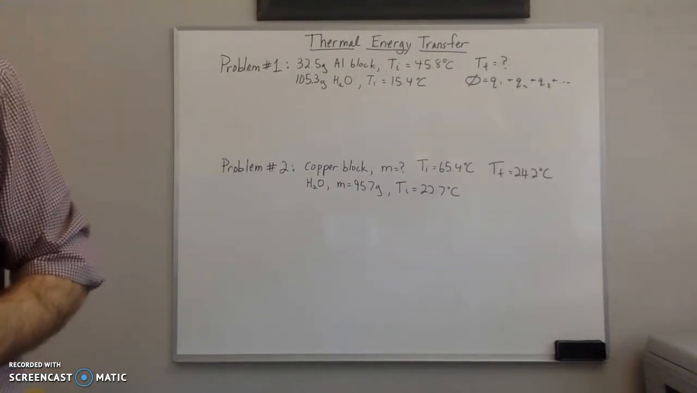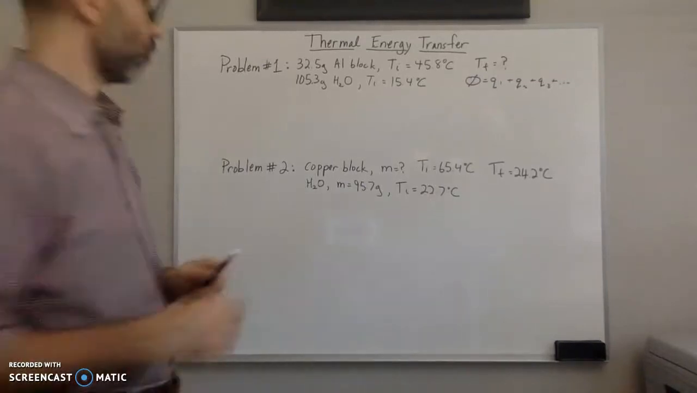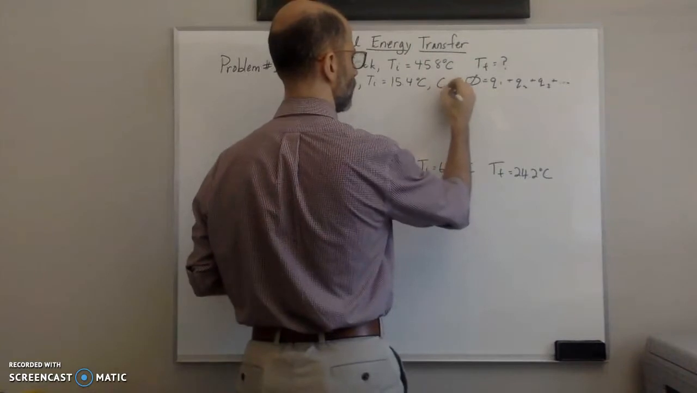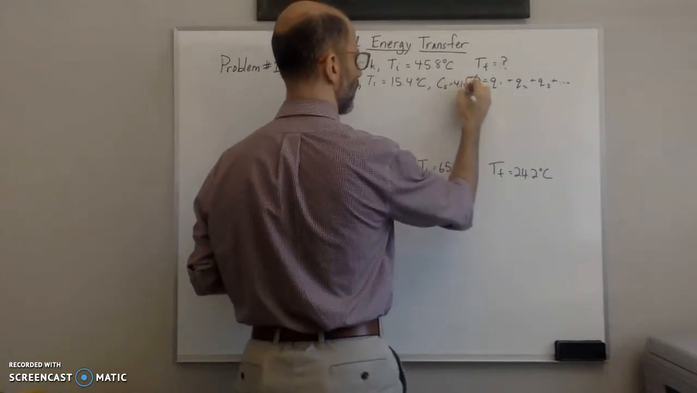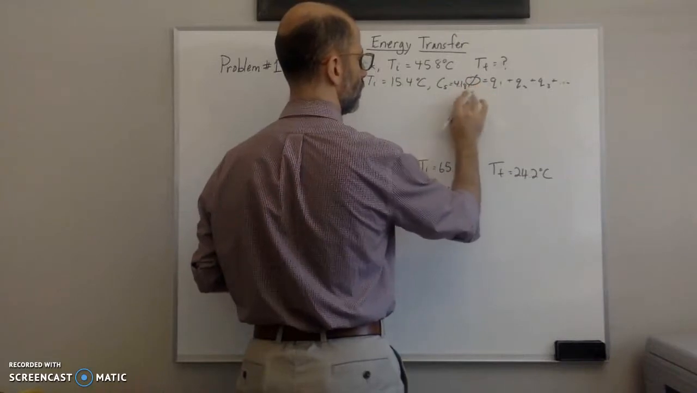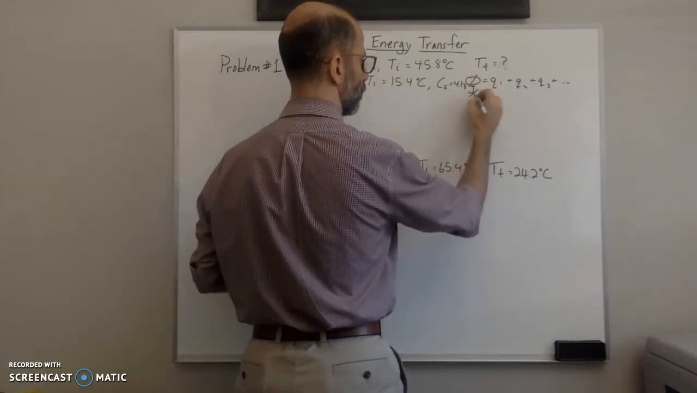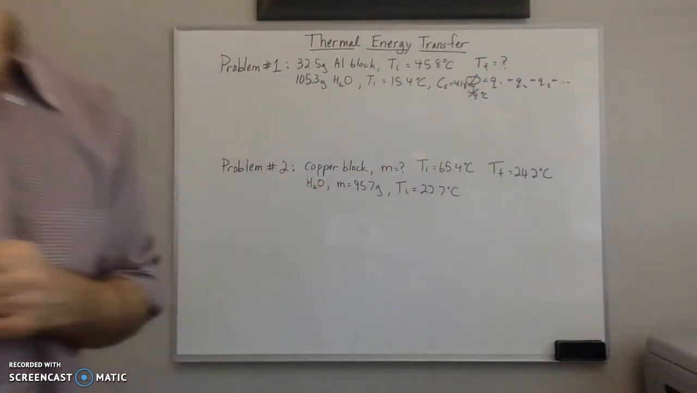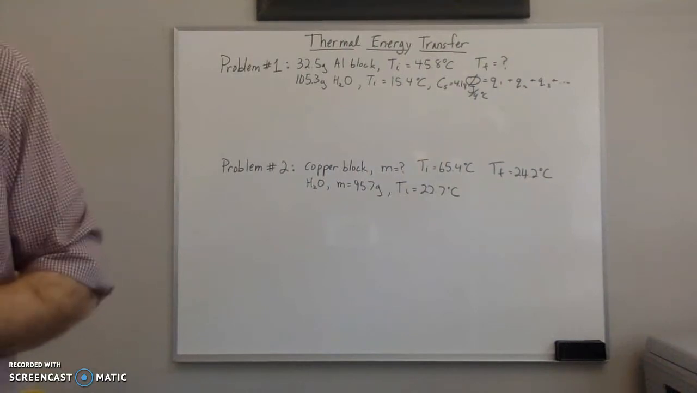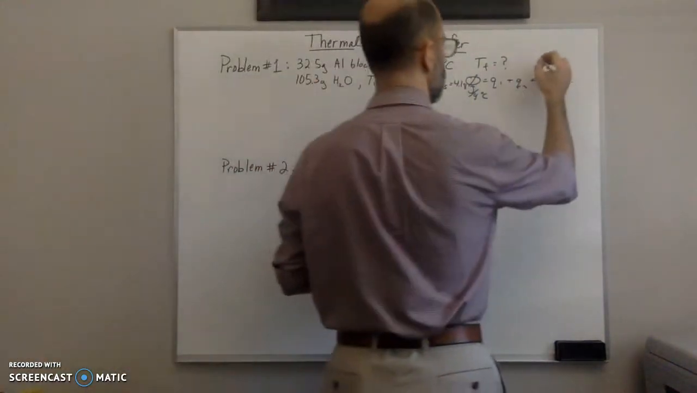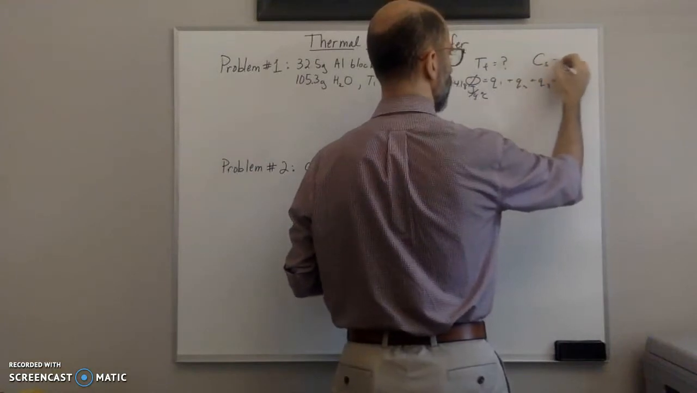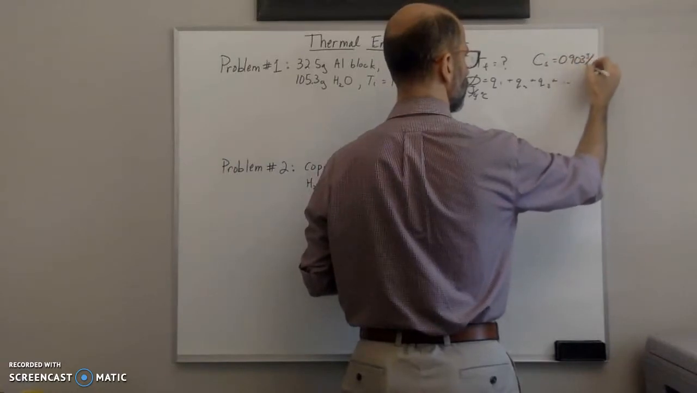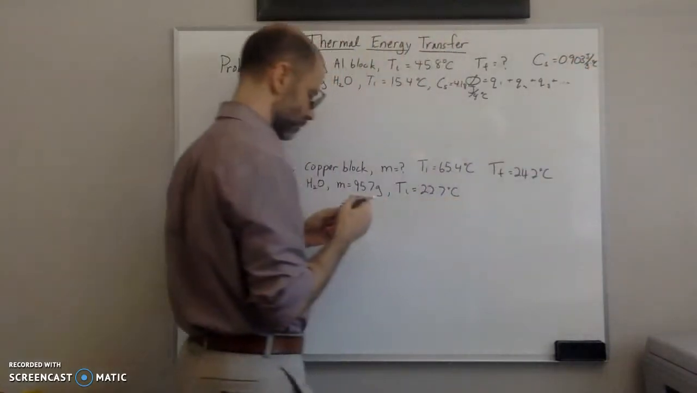So the specific heat of water is 4.18. So we'll write that here. The specific heat of water is 4.18, and again, it's going to be joules per gram per degree Celsius. And then over here for the aluminum block, aluminum is going to be 0.903. So the specific heat of the aluminum block is 0.903, again, joules per gram per degree Celsius.